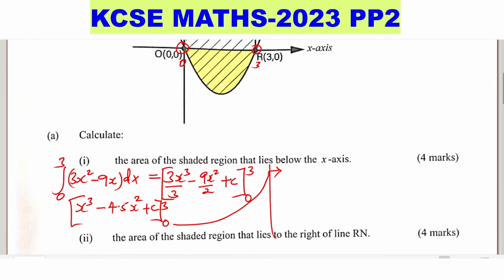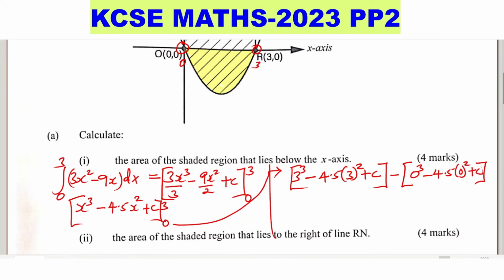So from here now, we start by substituting 3. Where we have x, substitute that with 3. So we have 3 cubed minus 4.5, then x is 3, so this will be 3 squared plus c. Then substitute x with 0. So this will be 0 cubed minus 4.5, 0 squared plus c.